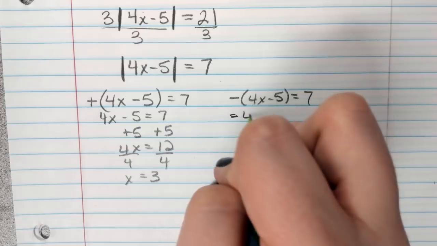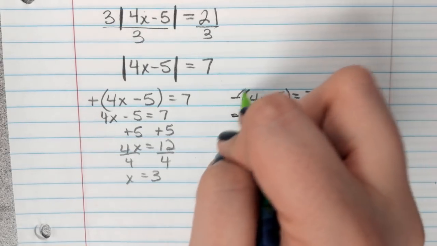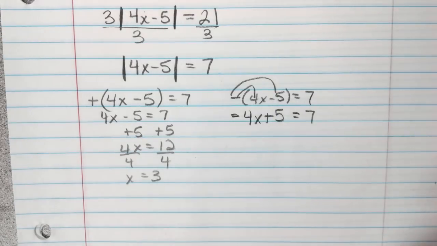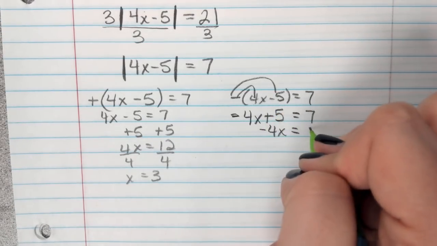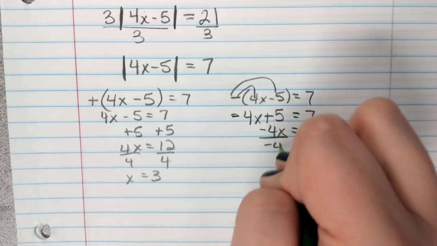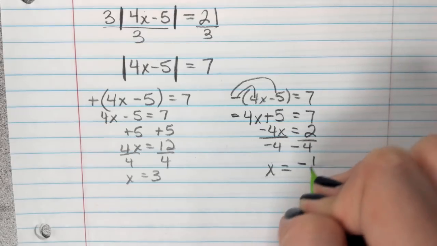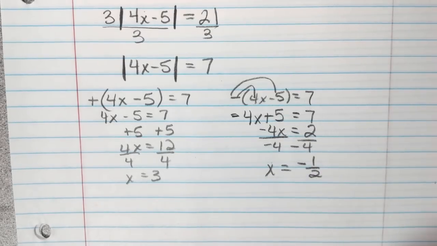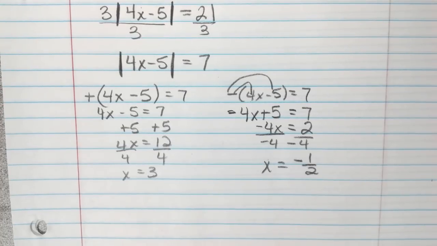This one, negative 4x plus 5 equals 7. Again, distribute that negative to both signs. So I have negative 4x equals 7 minus 5, which is 2. Divide by negative 4. So x equals negative 1/2. Again, fractions, math, enter on your calculator will give you those fractions. Keep them. That's what you're going to see.